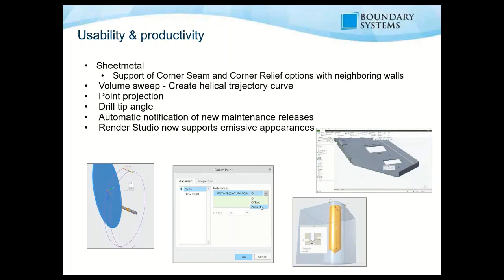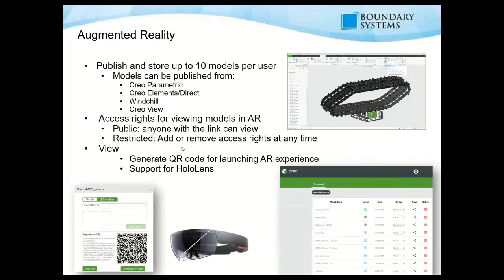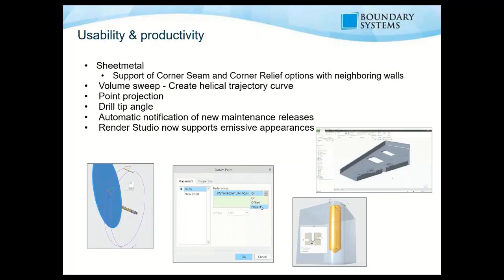Also a nice thing is point projection, which you can use for references. You pick your point and it will project that onto a surface or a datum plane. They also changed the drill tip angle. The default value was, I think, 118. There's a config setting for that now. So if you're using non-standard tips or you need to specify that, there's a config setting, and you don't have to go and change that each time you create a hole.